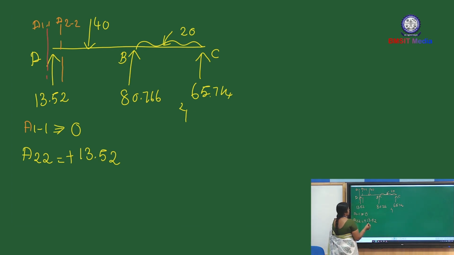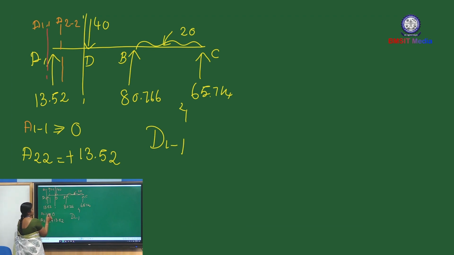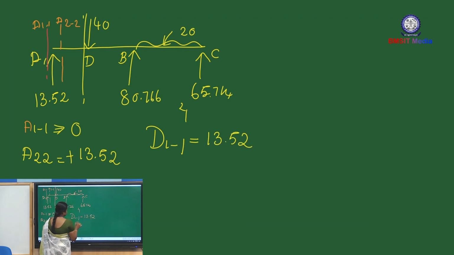Next, similarly, shall we write D? So this is D, D11. What are the forces available on the back side of this D11? Only one force is available, that is 13.52, acting upward. So D11 equals 13.52. Next one, D22.